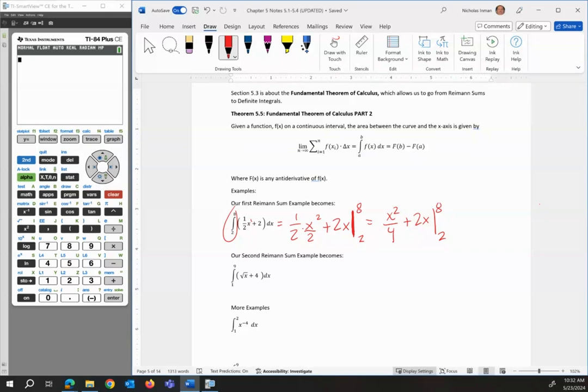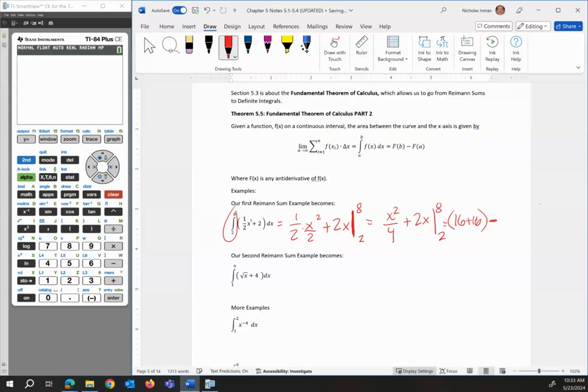So to evaluate this definite integral, to truly find the area, what we do is we plug in 8. If I plug in 8, it would be 8 squared, that's 64. 64 divided by 4 is 16. Plus 2 times 8. So 16 plus 16. I then maybe put that in parentheses.